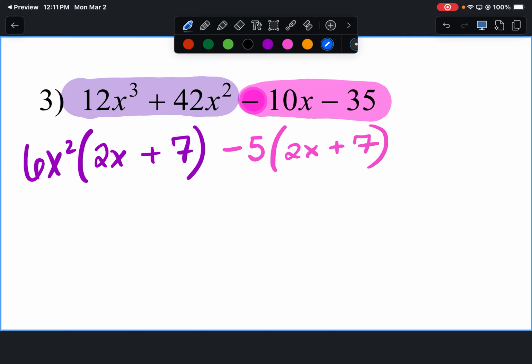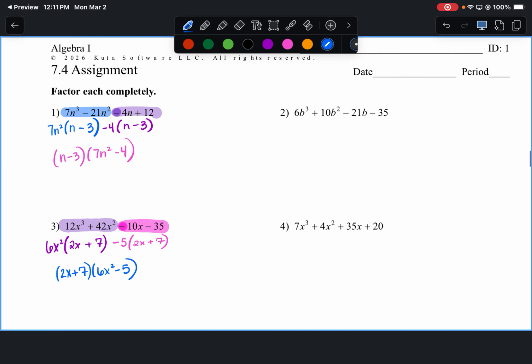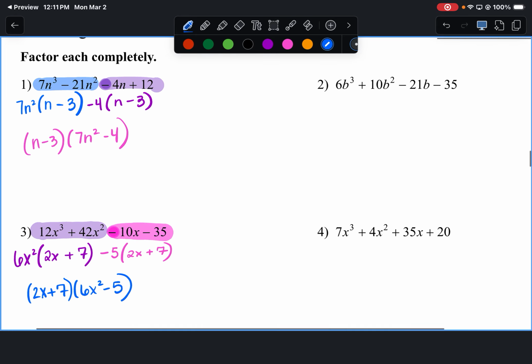All right, what part is the same? 2x plus 7. And what part's left over? 6x to the second minus 5. There we go. That is how we do that. So if you have not done questions 2 and 4 yet, go ahead and do those.